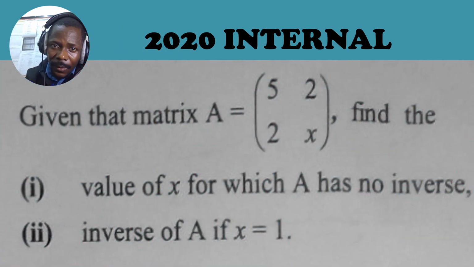Okay, great. Let's just look at what is next. Let's look at another question, which is a 2020 internal paper. Given that the matrix A is equal to 5, 2, 2, and x, find the value of x for which A has no inverse.